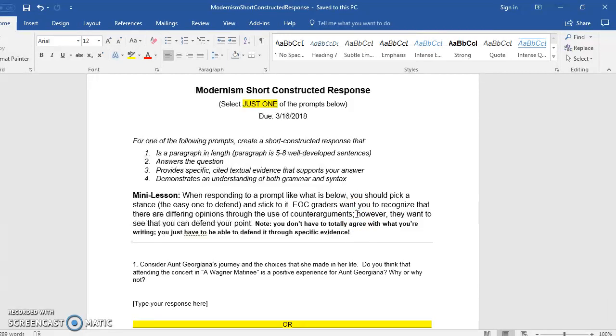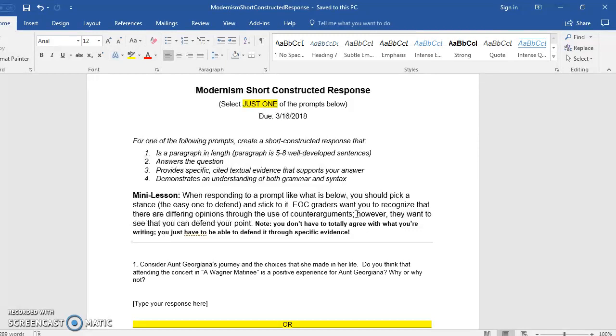And it's okay if you don't totally agree with what you're writing. If in your mind you're going, well, I could see it this way, I could see it that way, you need to stick to one side of the story, and use the evidence from whatever you're provided with, in this case, a short story. You need to use what you were provided with and find specific evidence to defend whatever stance you take from the beginning.